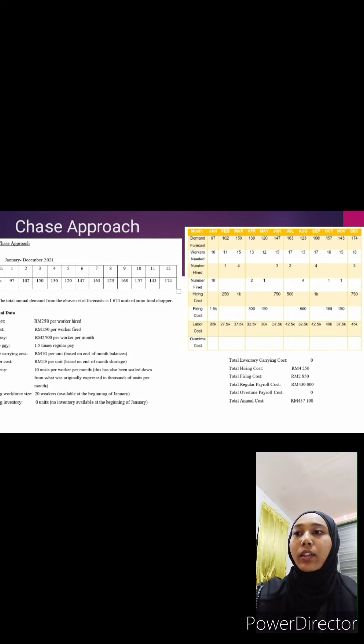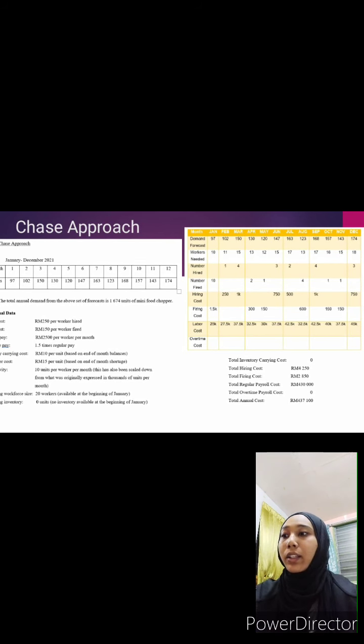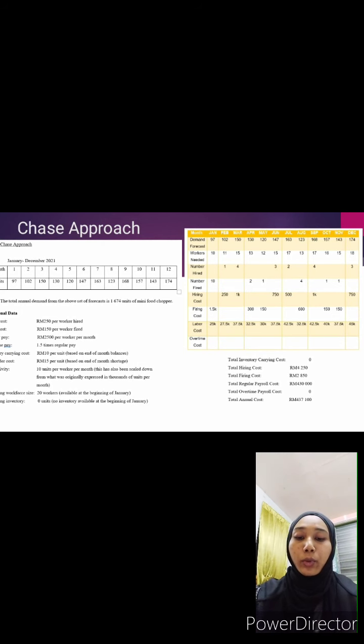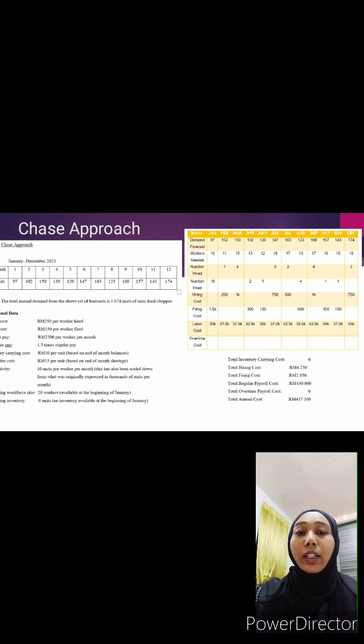So for number fired, for the first month, we refer to additional data, beginning workforce size. Here we can see 20 workers available at the beginning of January. But in our table, we just need 10 workers only. Then 20 workers minus 10, then we get 10 workers. So number fired for January, we get 10.